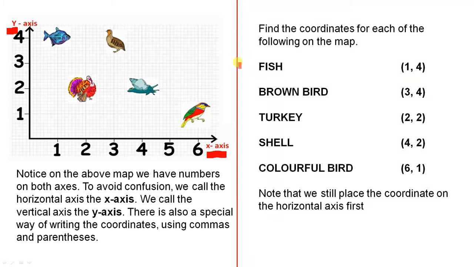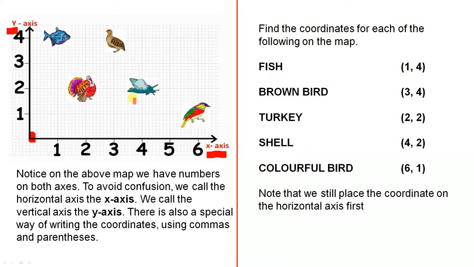The fish. There's the fish. We start at the beginning. 1, 4. And that's how we write it. We write these nice parentheses here and a comma between the 1 and the 4. The brown bird is here. Go to the beginning. 3, 4. The turkey is there. Go to the beginning. 2, 2. So the turkey is 2, 2.